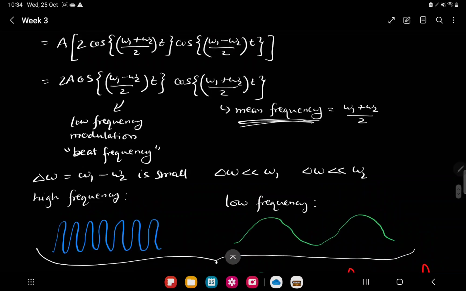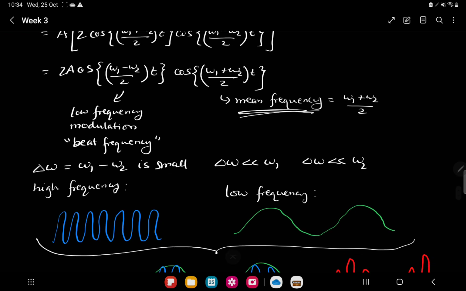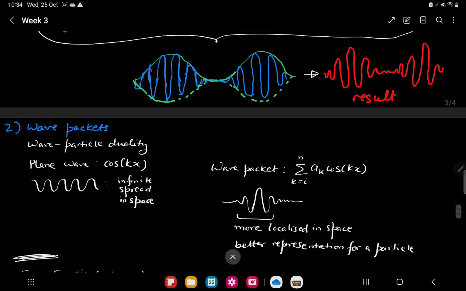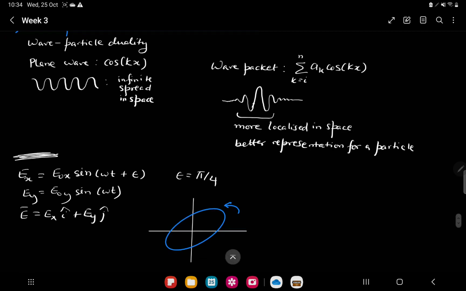We have this product of two waves, one having higher frequency which is omega 1 plus omega 2 by 2, and another one with the lower frequency which is omega 1 minus omega 2 by 2. So we see that the higher frequency wave is modulated by the lower frequency wave. And wave packets are just a result of the principle of superposition. It is adding up many different modes with different proportions. Wave packets are more localized in space, so they are a better representation for a particle.